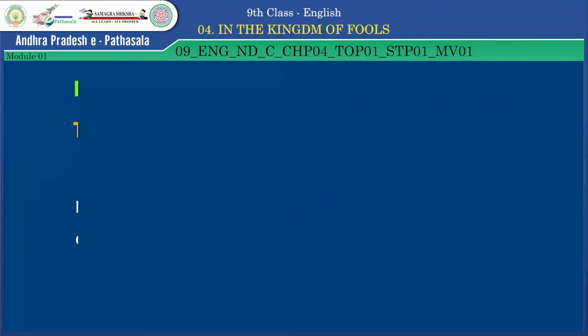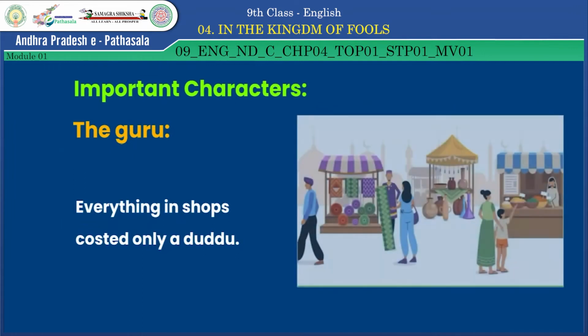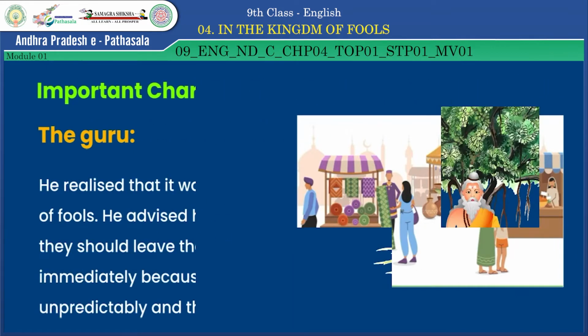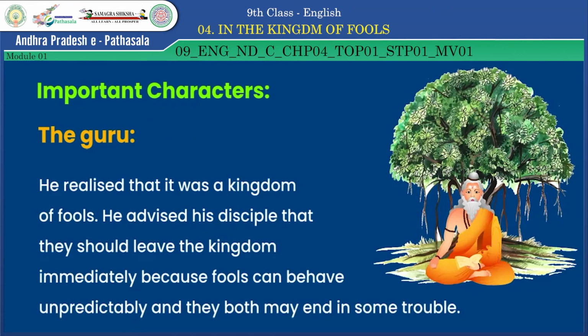The next important and very interesting character would be the character of the disciple. See, this disciple was not as wise as Guru. You may consider him to be a slightly foolish person. So when he found out that in the kingdom of fools, all the food was very cheap, he became very greedy. Because basically the disciple was a foodie, means he was fond of food. So he did not listen to Guru's advice.